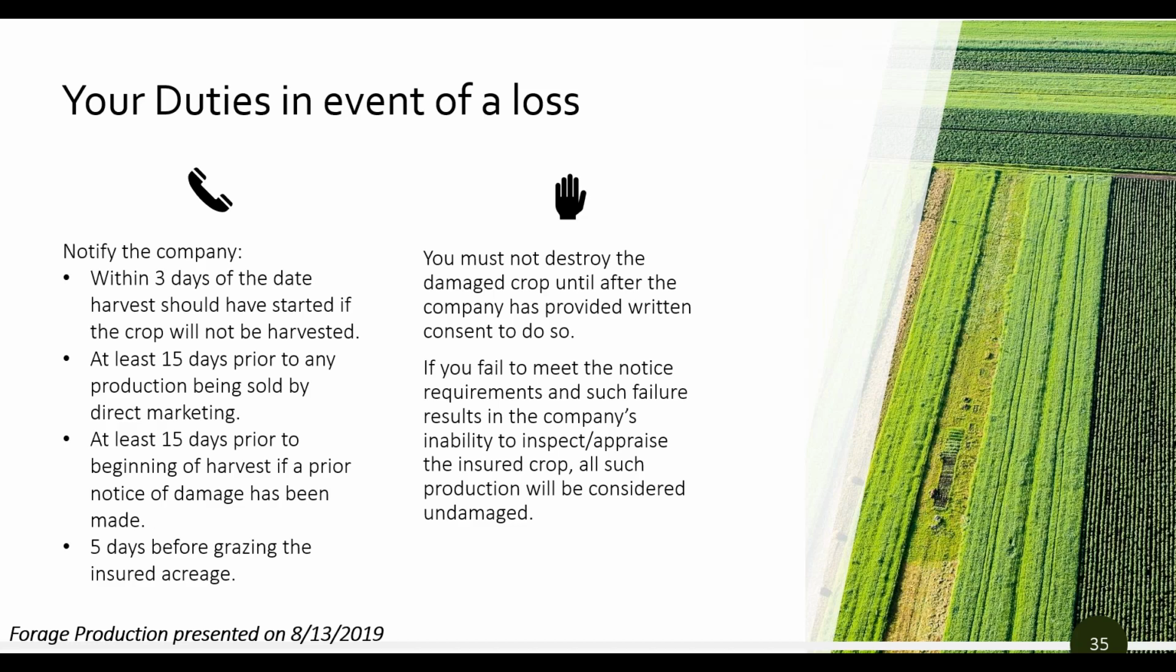Continuing on, your duties in the event of a loss. Let's say a loss has happened. You want to notify the company within 3 days of the date harvest should have started if the crop will not be harvested.